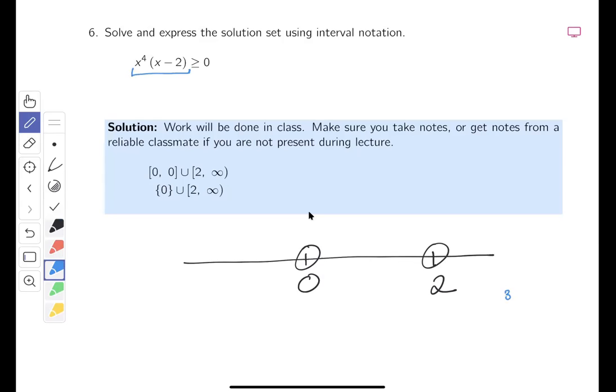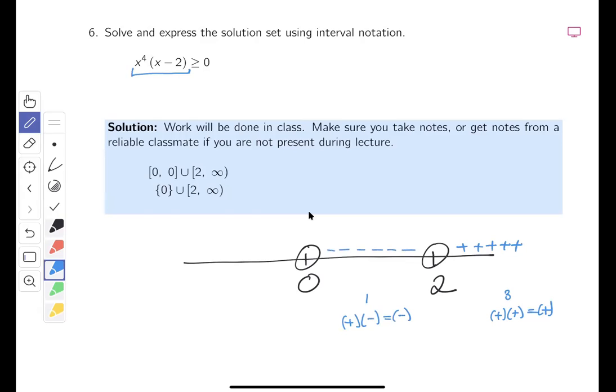Well, 3 to the 4th power is a positive number. And 3 minus 2 is a positive number. I hope you can agree a positive times a positive is a positive. So this thing over here is a positive number. That's done. Let's go between 0 and 2. What's a good test number there? Probably 1. What's 1 to the 4th power? Positive. What's 1 minus 2? Negative. What's a positive times a negative? Negative number.